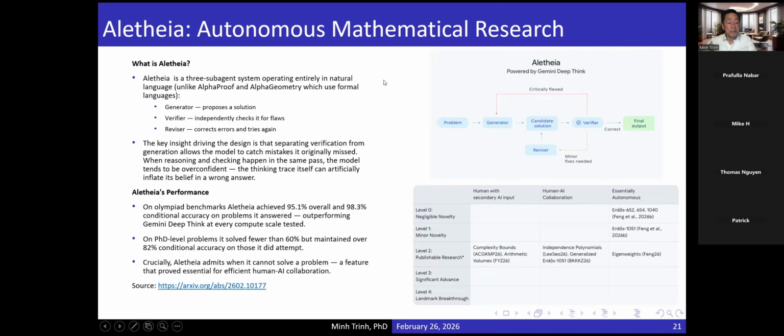So this is from a paper on autonomous mathematical research. Given that this is autonomous, there's no human involved, right? So given that they're able to create some publishable research, as of today, they also use a ranking of the level of interest or novelty.